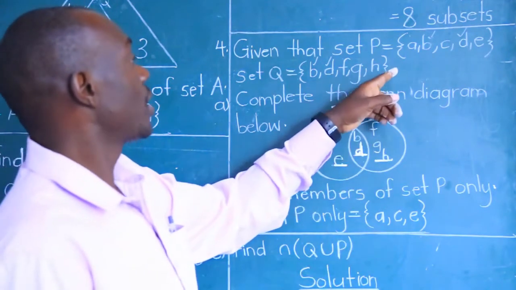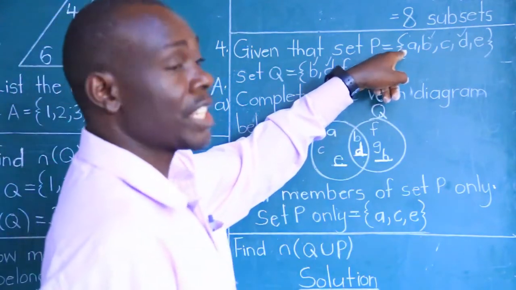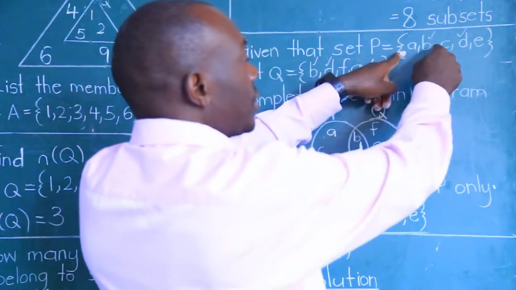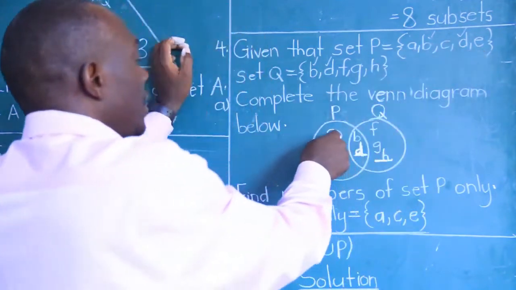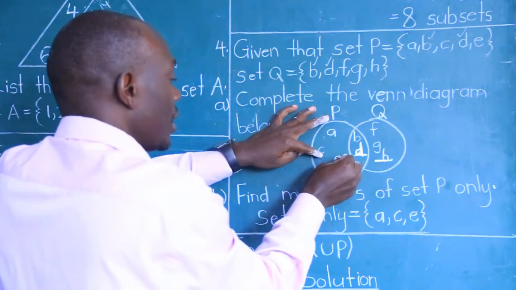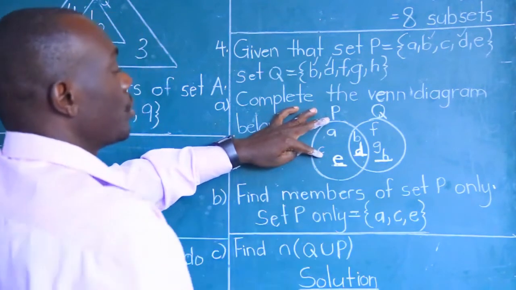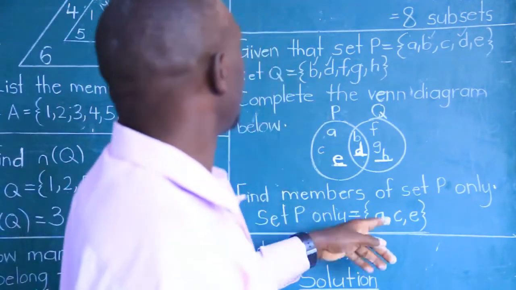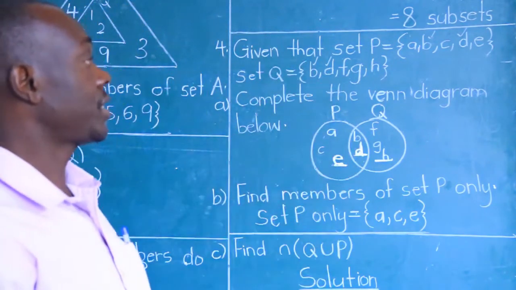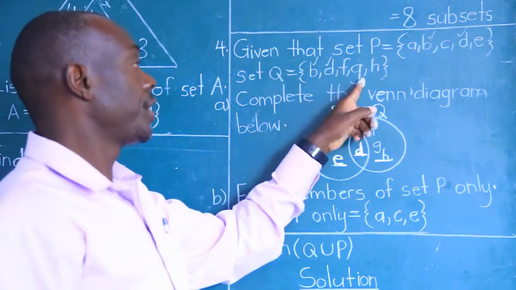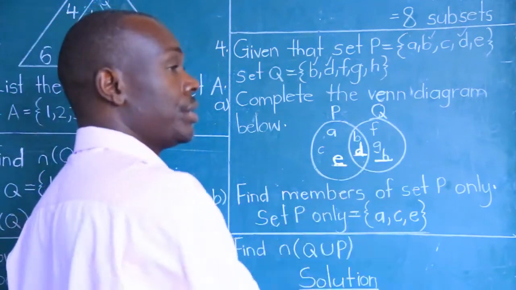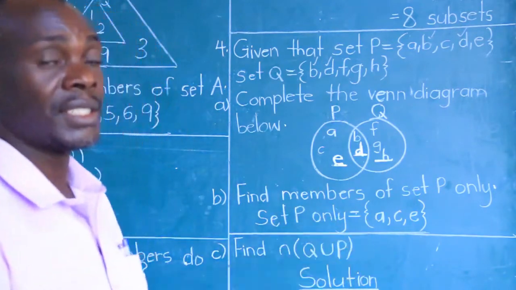Then look out for the members that remain in P alone. That's P only. Already we ticked B and D, so we are remaining with A, C, E. A and C were given, so this dash is E. Then see what is remaining in Q alone. Already B and D are identified in the intersection. Then we are remaining with F, D, H. F and D were already in, so you write H. As easy as that.